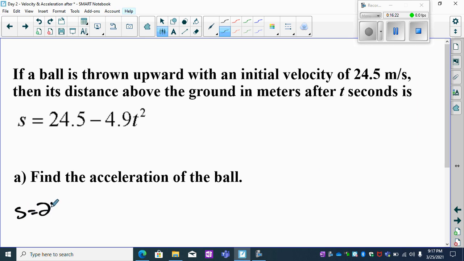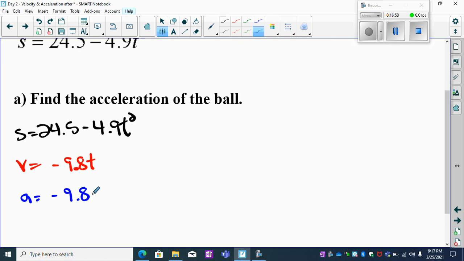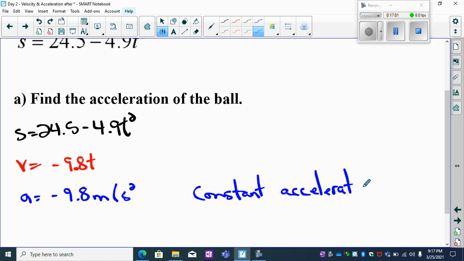So if s equals 24.5 minus 4.9 t squared, and any of you who've taken physics, you've probably talked about all of this stuff before. The velocity function would be negative 9.8 t. The derivative of that would be 0. The derivative of this would be negative 9.8 t. The acceleration is just straight up negative 9.8. Okay, and we could say it's meters per second squared. This is called a constant acceleration. And again, we'll lean on you physics students.